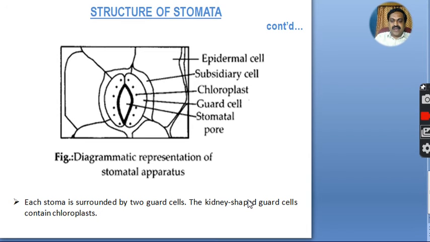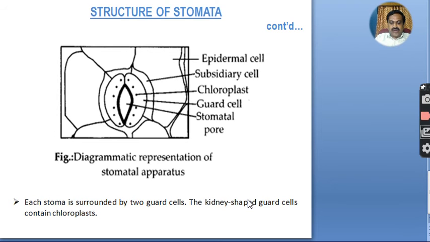Each guard cell contains a nucleus, vacuole, cytoplasm, and a number of chloroplasts in the cytoplasm. So we can say each guard cell contains vacuolated protoplasm. The guard cells are usually much smaller in size when compared to the epidermal cells. They are surrounded by two or more epidermal cells called subsidiary cells, otherwise also called accessory cells.